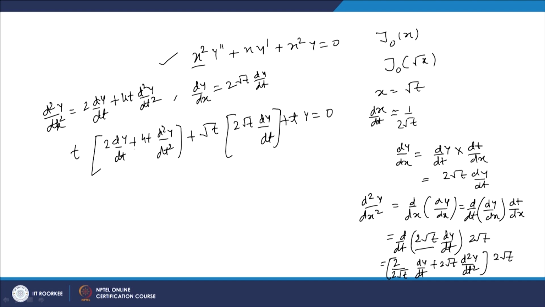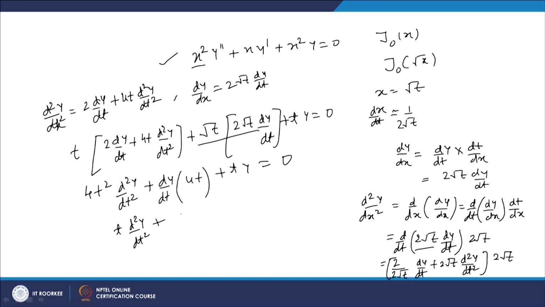If you simplify, what you will get? It is 4 t square d2y by dt square plus, collecting the coefficient of dy by dt, it is 2 t here, and it is again 2 t, so 4 t, plus t y equal to 0. Now, divide by 4 t. We have the following equation: t d2y by dt square plus dy by dt plus 1 by 4 y equal to 0.